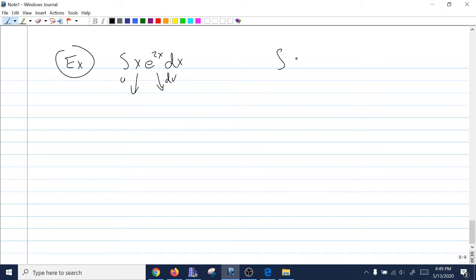A problem similar to the one we did last time, integral of x cubed e to the 5x. This is similarly there, except I have to take the derivative 3 times for it to go away.